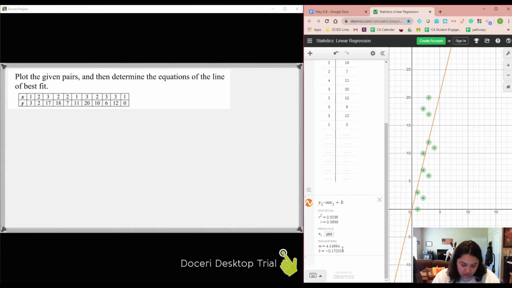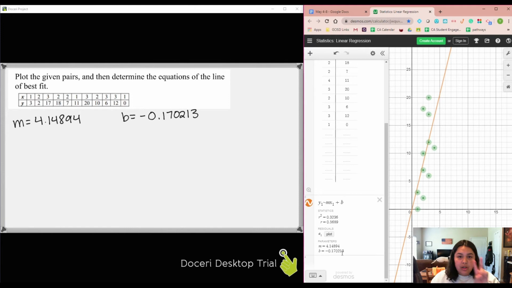I'm going to write down my m, which is equal to 4.14894, and my b is equal to negative 0.170213. Remember, I got these two numbers from under parameters. I have my m, which is my slope, and my b, which is my y-intercept.